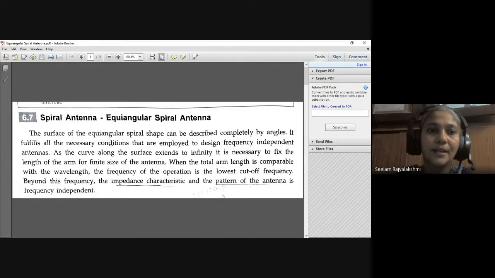If you consider the curve of this equiangular spiral shape antenna, the curve along the surface extends to infinity, and it is necessary to fix the length of the arm for the finite size of the antenna. When the total arm length is comparable with the wavelength, the frequency at which we operate is the lowest cutoff frequency. Beyond this lowest cutoff frequency, the impedance characteristic and the pattern of the antenna are frequency independent.